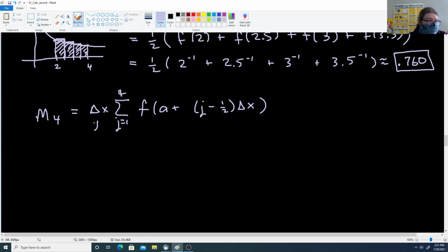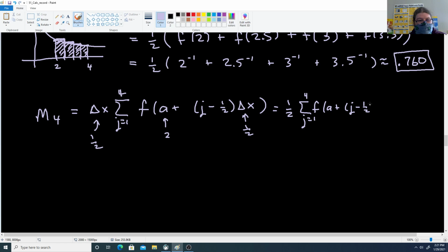So delta x is still a half, a is still 2, because the left endpoint is still 2, delta x is still a half out here. So we'll get a half times the summation of j equals 1 up to 4, f of a plus j minus a half times delta x, which is a half. So this will be a half times the series of j equals 1 up to 4. Oops, and instead of a over there, that should be a 2.